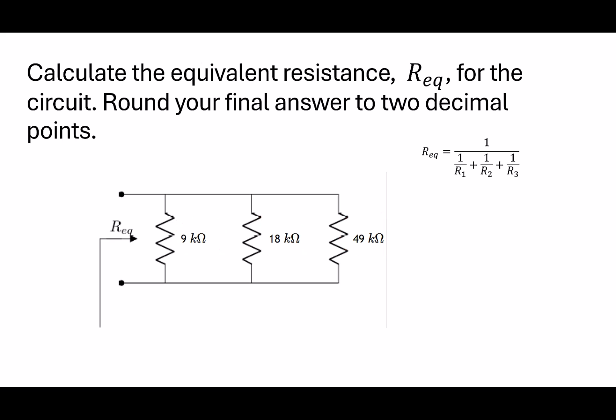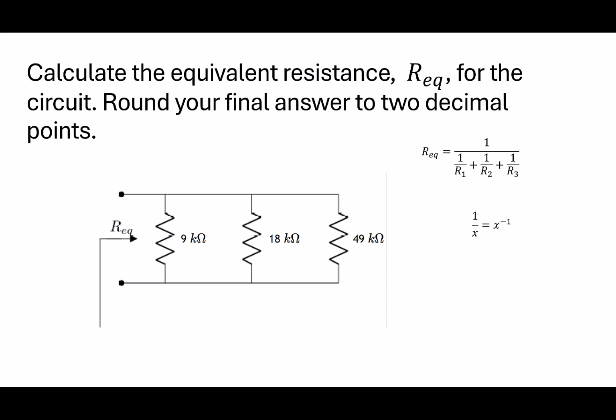To find the equivalent resistance, we can use the formula 1 over R1 plus 1 over R2 plus 1 over R3. That can get a little tricky when you put it in the calculator because you have so many fractions, which would require a lot of parentheses, so we can use this trick.